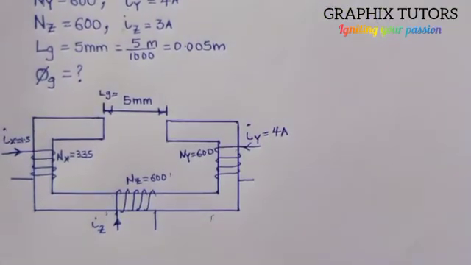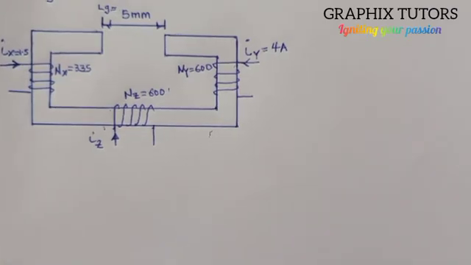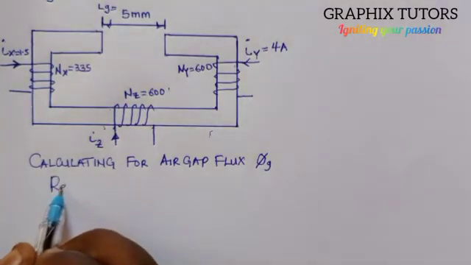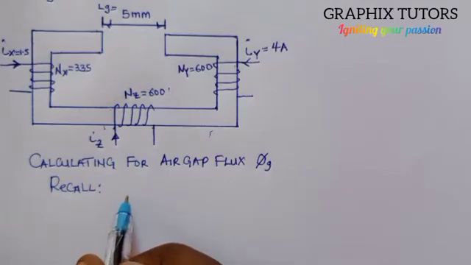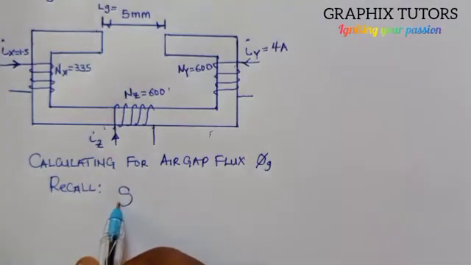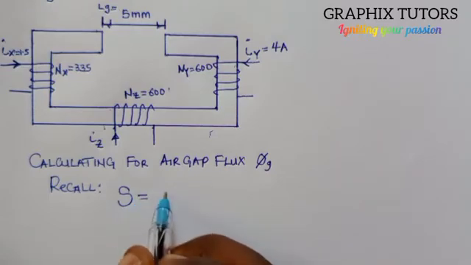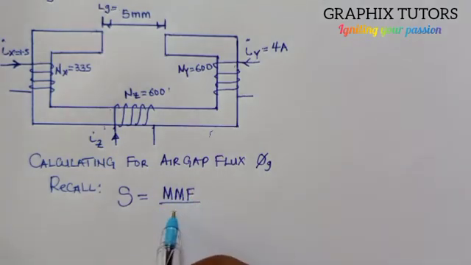Now we want to calculate. The question is to look for what? To look for the flux of the air gap, right? So let's see how that goes. Now, calculating the flux of the air gap. Now, recall, we know very well that the reluctance, the symbol for it is given as S, is equals to what? The MMF, magnetomotive force, all over the flux, right?